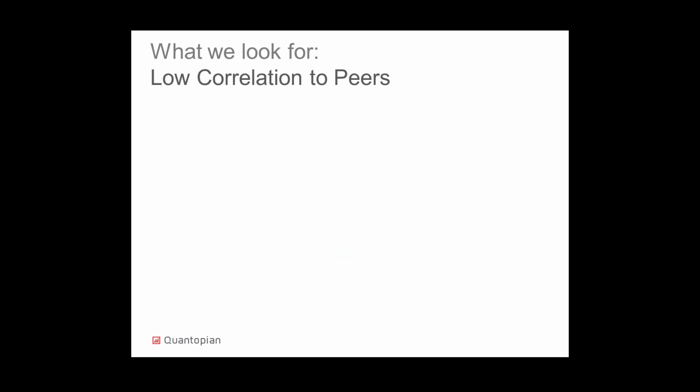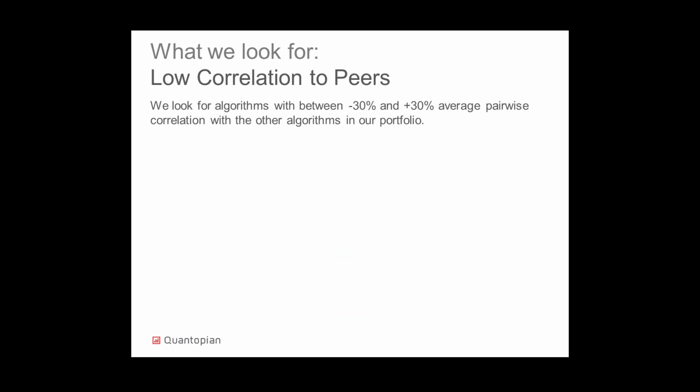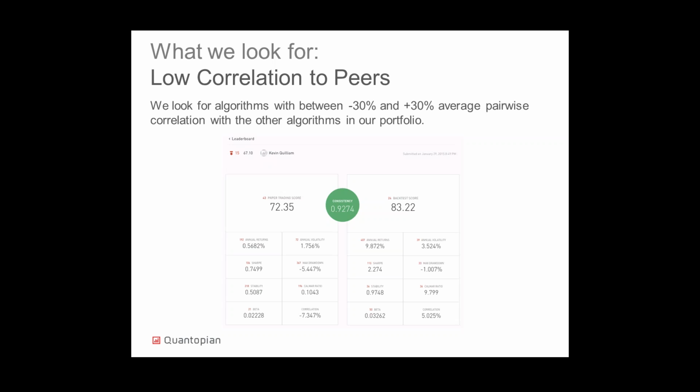All right, so this goes back to the core theme I talked about at the beginning. We talked about wanting low correlation to the market, and then you can take that one step further and say that, really for this to work, we want algorithms that have low correlation to all of the other algorithms that might be in the contest or might already be in our fund. So again, as a rule of thumb, we're using the same plus or minus 30% average pairwise correlation guidelines for algorithms that are in the contest or the fund.